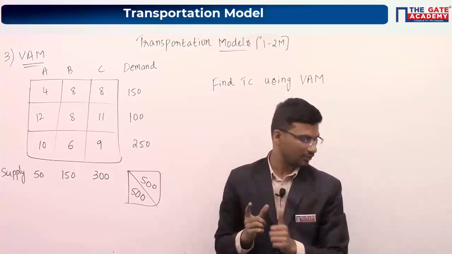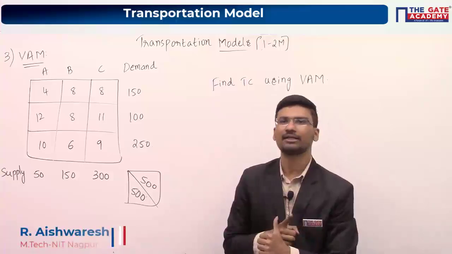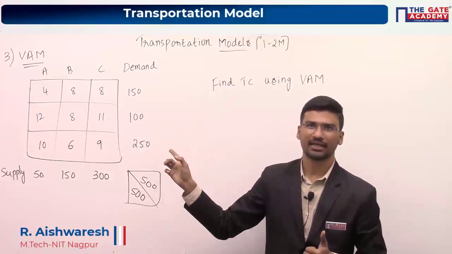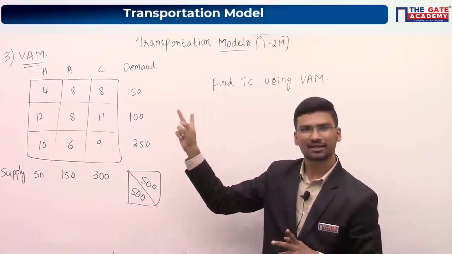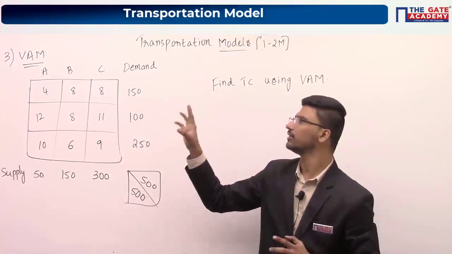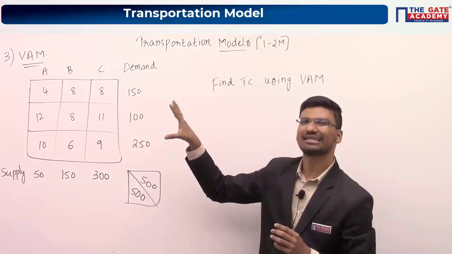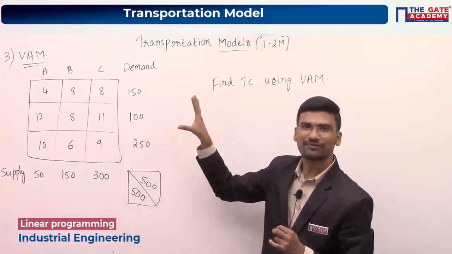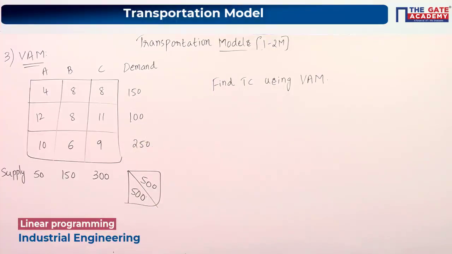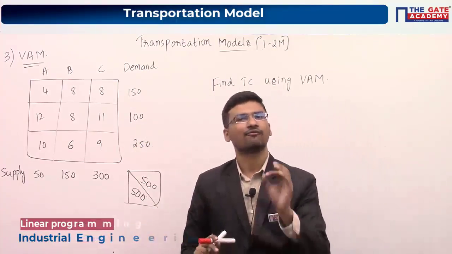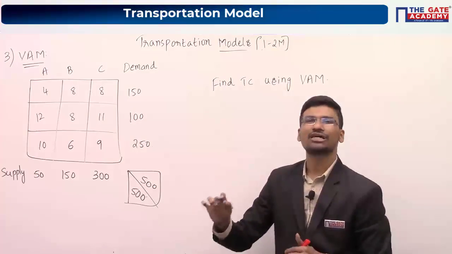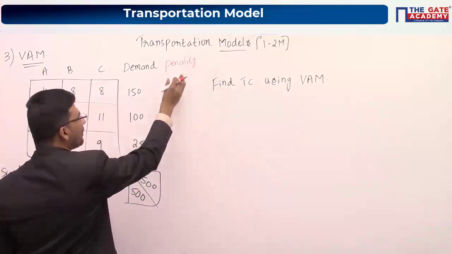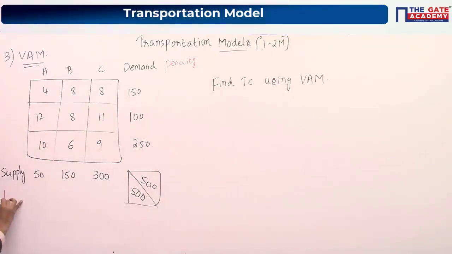In the first method, what have we done? We went to the northwest corner cell and allocated in that particular cell, right? And in the second method, the least cost method, we went to the cell where the least cost is present and there we allocated, right? Now in this VAM method, we are calculating one more parameter, which is known as penalty. So I am writing here penalty.